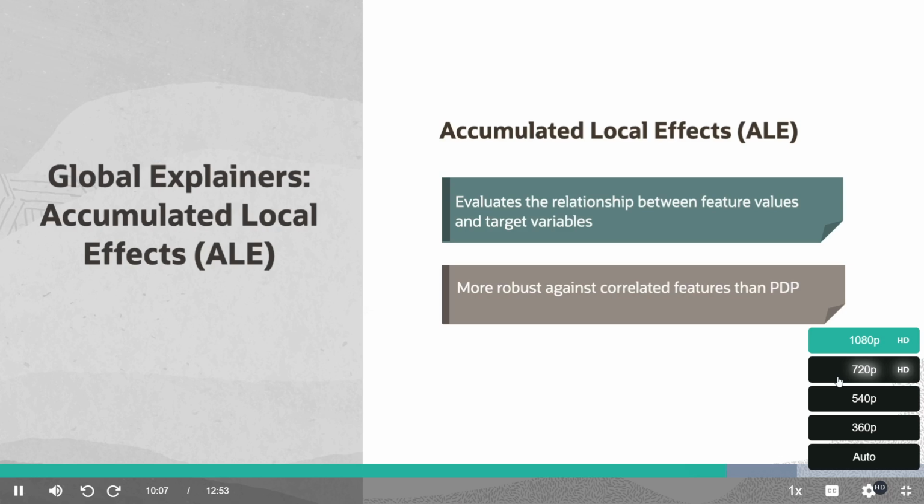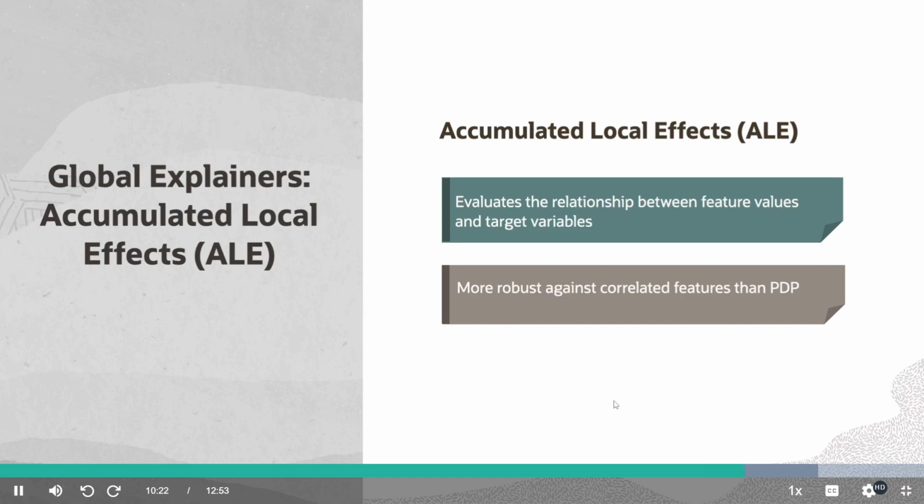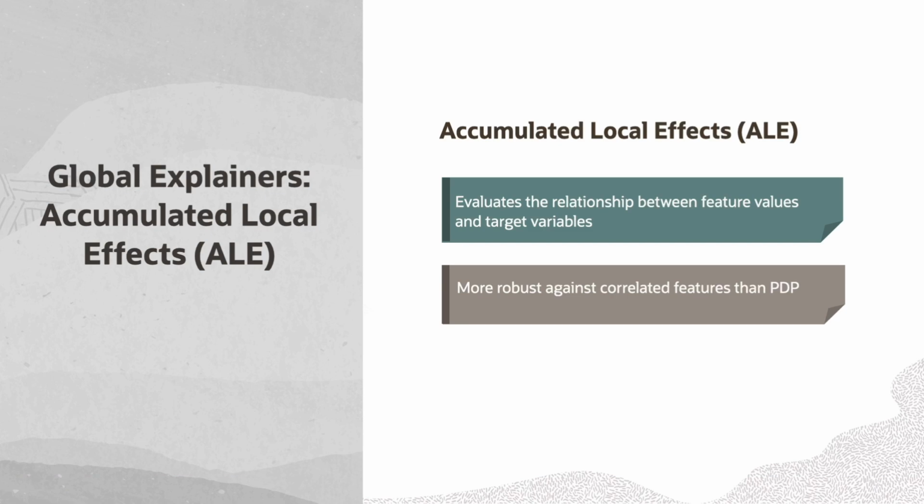This helps to ensure that evaluated feature values, for example, xi, are compared only with instances from the dataset that have similar values to the xi. I could be any number. So again, it calculates the average of the differences in model predictions over the augmented data instead of the average of the predictions themselves. And again, this helps to isolate the effect of the feature of interest.